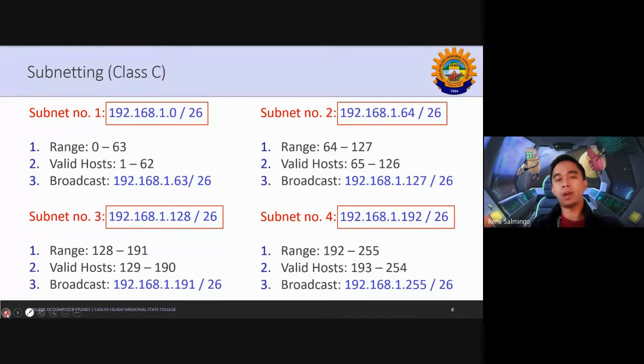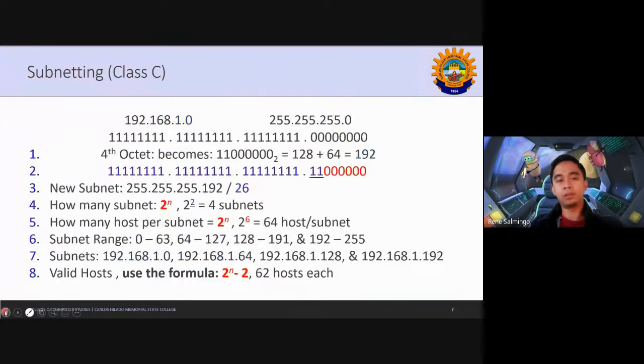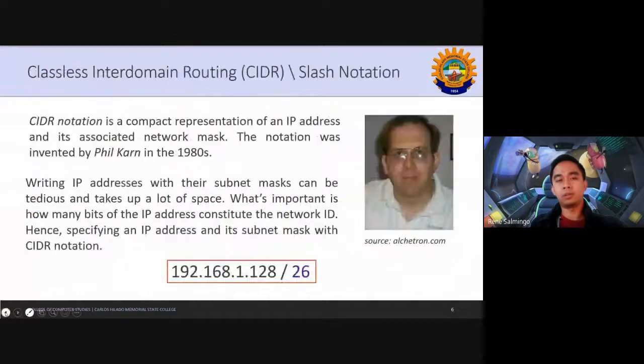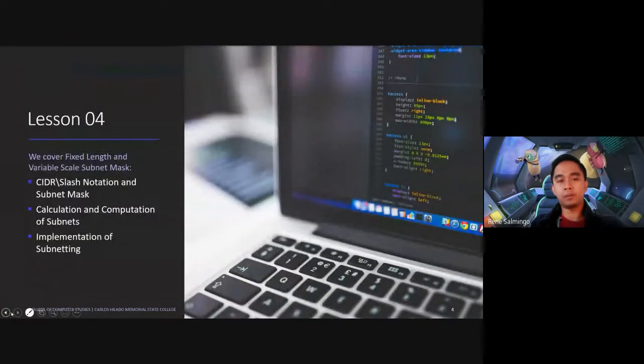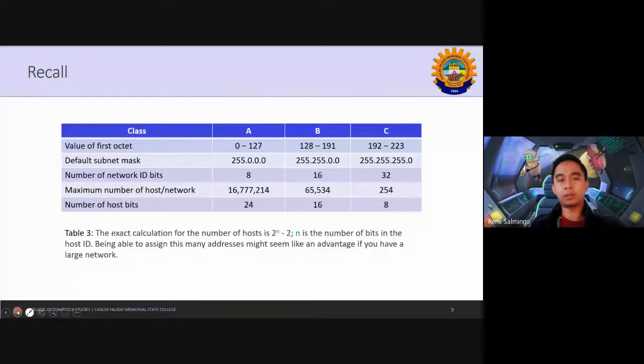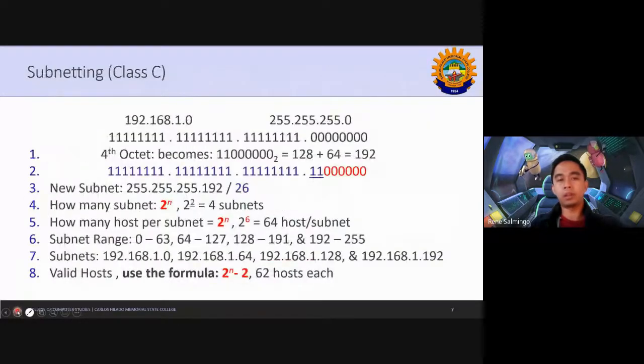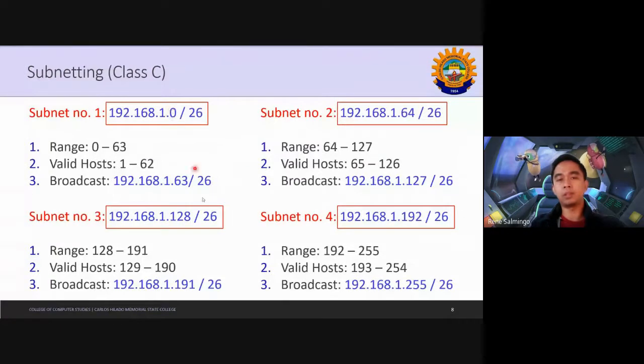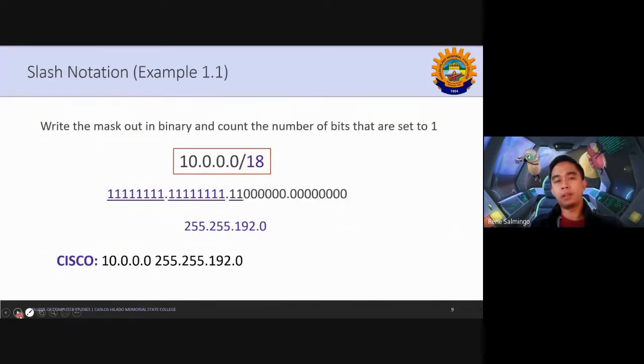In this example, we have a static scale subnet mask, meaning our CIDR notation doesn't change. It would be the same in all parts, because we divide each subnet into 4 parts. This would be your slash notation. Now, in this example, we have this class A. In Cisco, you are going to type this if you want to implement it.